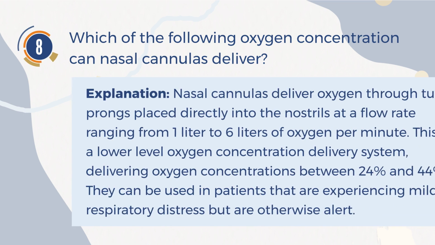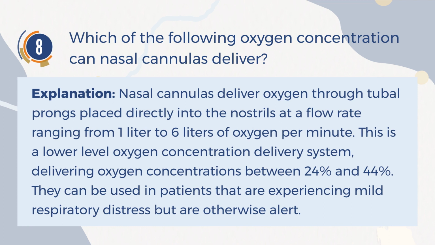30%. Explanation. Nasal cannulas deliver oxygen through tubal prongs placed directly into the nostrils at a flow rate ranging from 1 liter to 6 liters of oxygen per minute. This is a lower-level oxygen concentration delivery system, delivering oxygen concentrations between 24% and 44%. They can be used in patients that are experiencing mild respiratory distress but are otherwise alert.